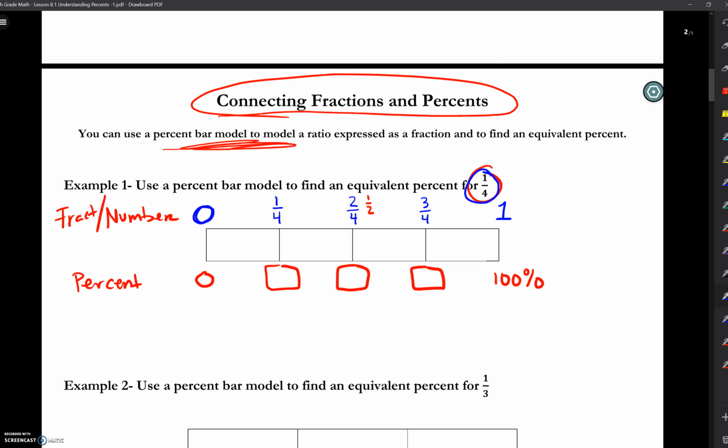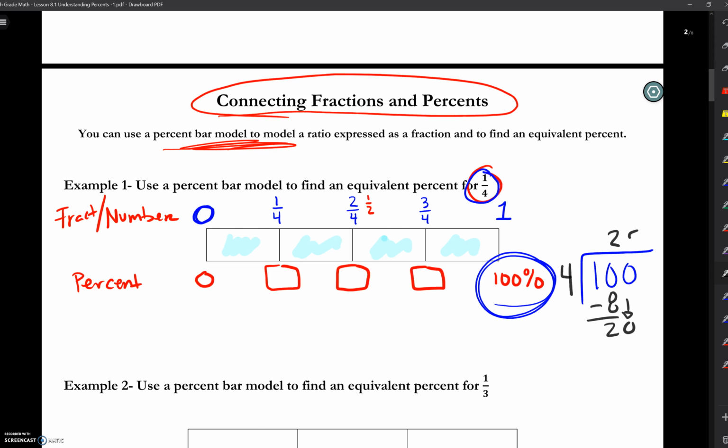The easiest way to do it is take our whole number and divide it by how many pieces that we have. We have 1 piece, 2 pieces, 3 pieces, and 4 pieces. So we're going to divide by 4. 100 divided by 4 would give us 25. What does that mean? Since we're working with percents, this is 25%. This is 50%. And this is 75%. And then we have 100%. So each piece is worth 25%: 25%, 25%, 25%, and 25%.